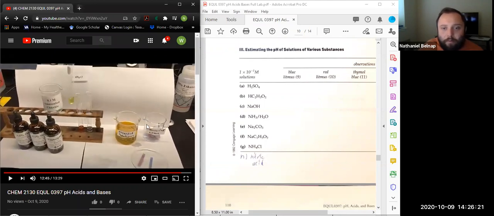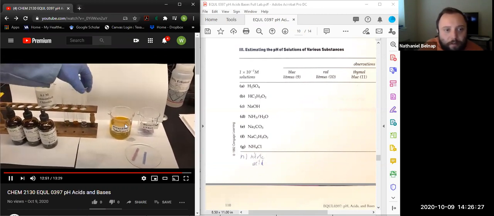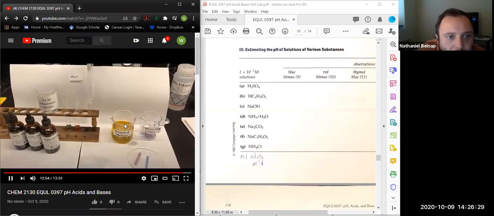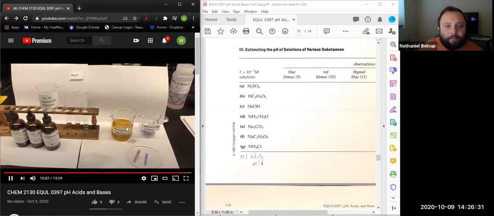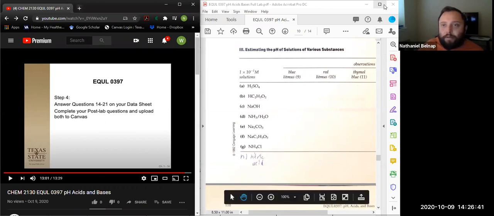So the thymol blue, for G, it turned yellow. And for methyl orange, turned orange. And phenolphthalein stayed colorless. And so now we have to answer questions 14 through 21 and do your post lab and upload that to Canvas. So does anyone have any questions about the video? Need to see something again on the video?